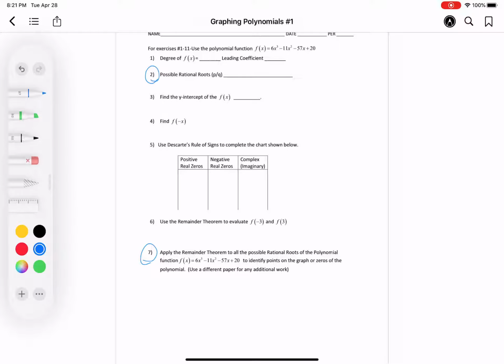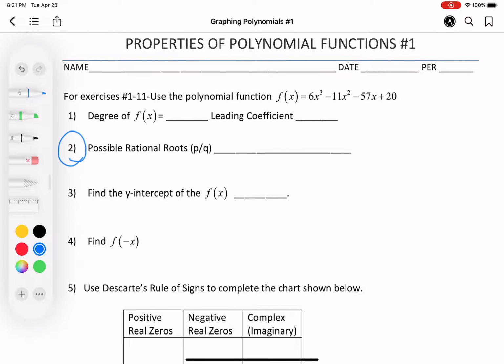All right, so for this one, let me do this really quick on this side. I'm gonna do the possible rational roots, which is p over q. So this is our p value, and this is our q value. Now, the answer is not 20 over 6, it's what factors multiply together that give me 20. So for example, I'm going to put over here p over q. To make 20, that goes on top.